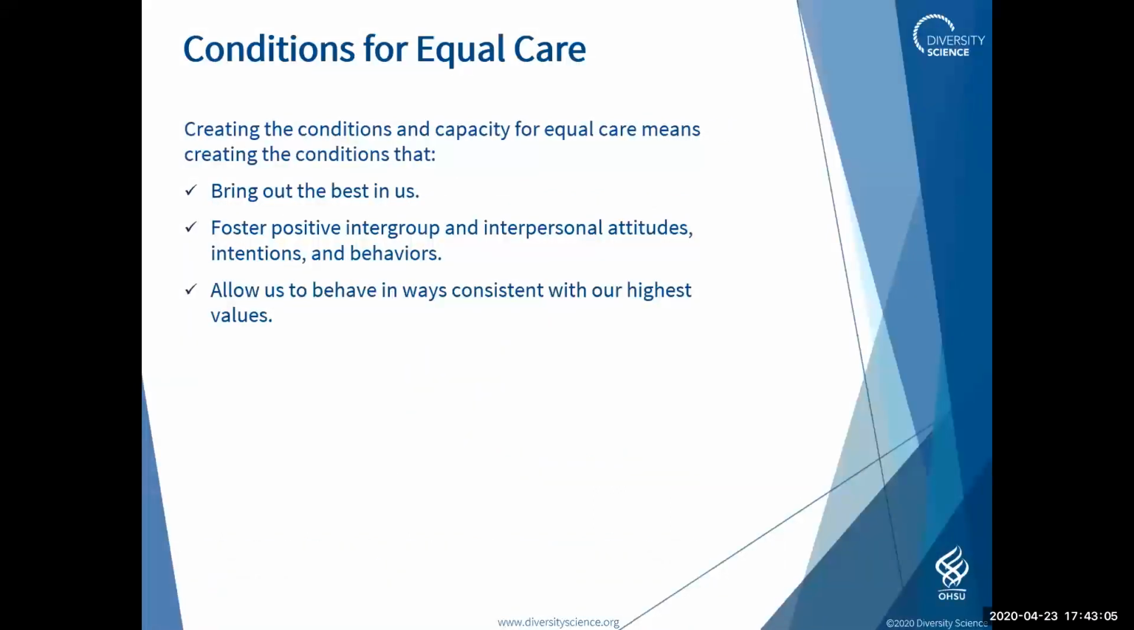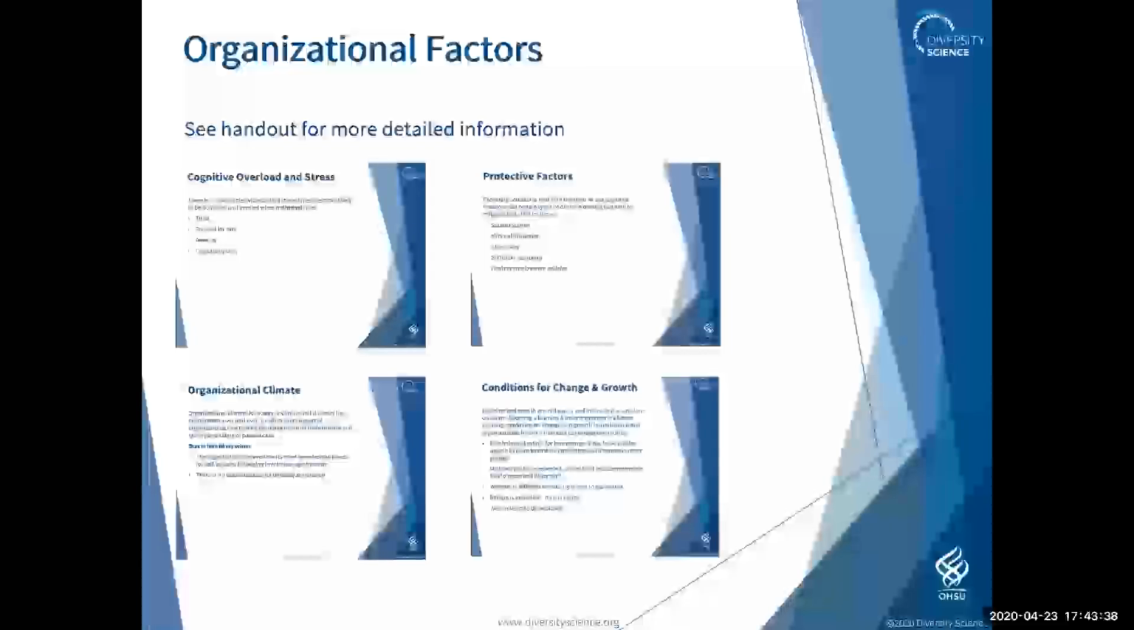So what do we do about this? We need to create the conditions that increase our capacity for equal care, that will bring out the best in us, because we as a species are capable of glorious, fabulous altruism and really extremely inspiring and just action. So what will bring out the best of us? What will allow us to have the most positive intergroup interactions? And what allows us to behave in ways consistent with our highest values?